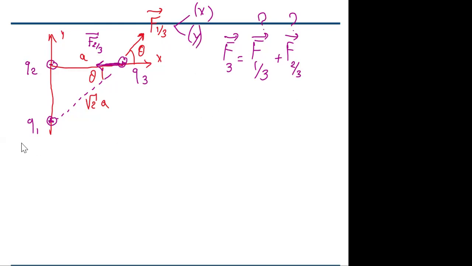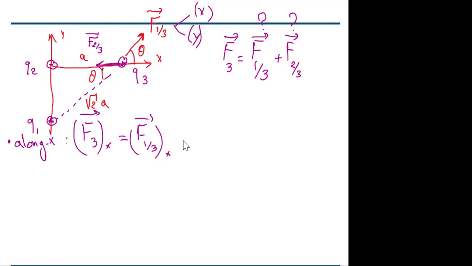Let's start with the x component. Along the x-axis, what do we have? We have F3 along x equal, let's write as vectors, F1 on 3 along x as component, plus F2 on 3 as component also. Okay, according to the figure, our question comes back to the following quantities.